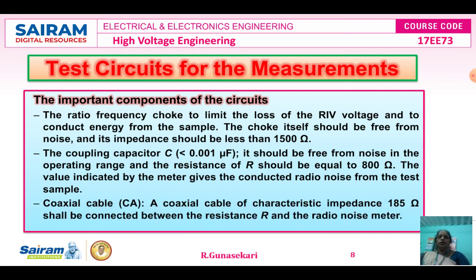Another important component is the coaxial cable CA. The characteristic impedance of the coaxial cable is 185 ohm, connected between the resistance R and the radio noise meter M.